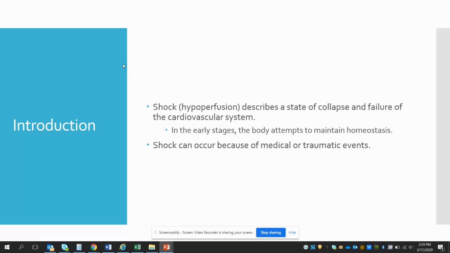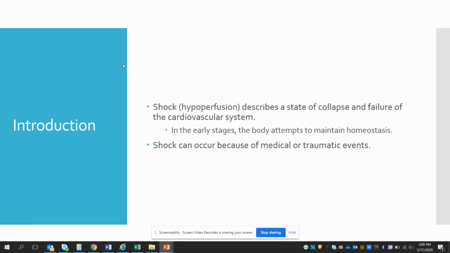So we're looking at shock, and the other term for that is hypoperfusion. And so this describes a state of collapse and failure of the cardiovascular system. Now, when this first happens, the body is going to attempt to maintain homeostasis. So it's going to do everything it can to try to compensate and keep everything the same. And we'll talk about the ways that it does that. But the very first thing it does is increase the heart rate, and it's going to increase the respiratory rate. And it's going to try to keep everything the same for as long as it can before we actually start to see some negative effects happening within the body.